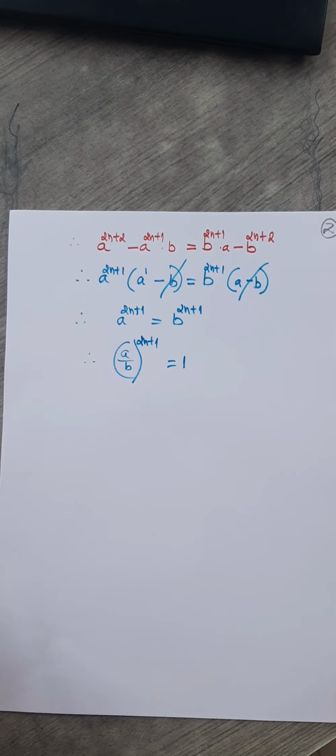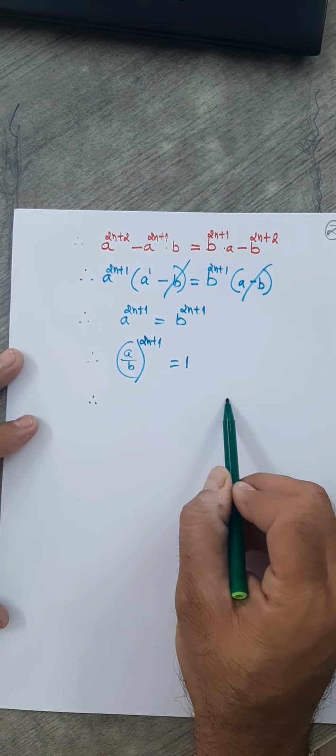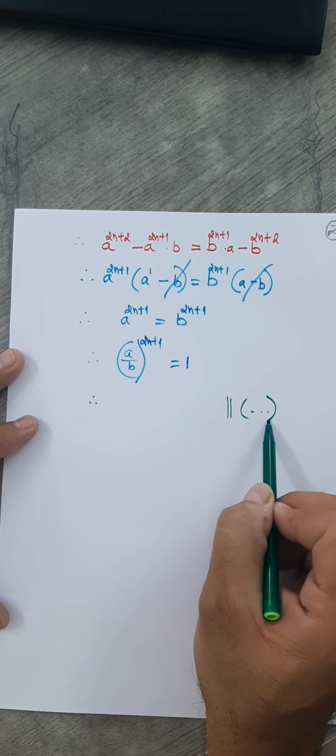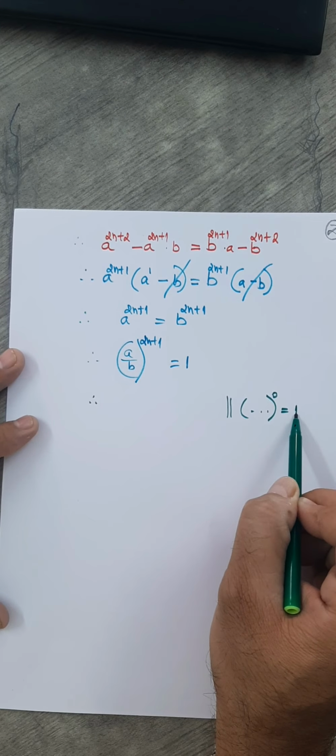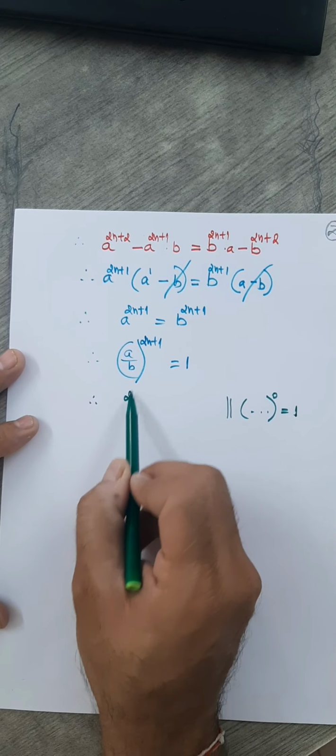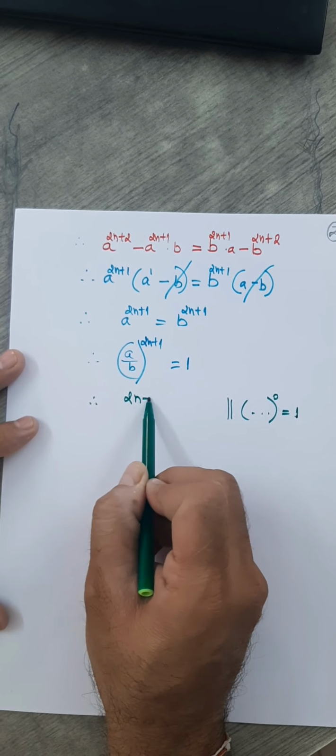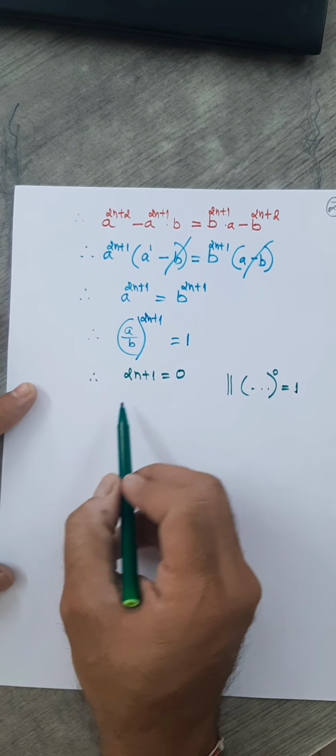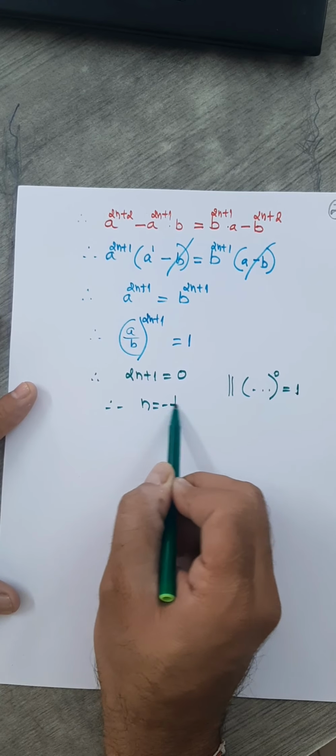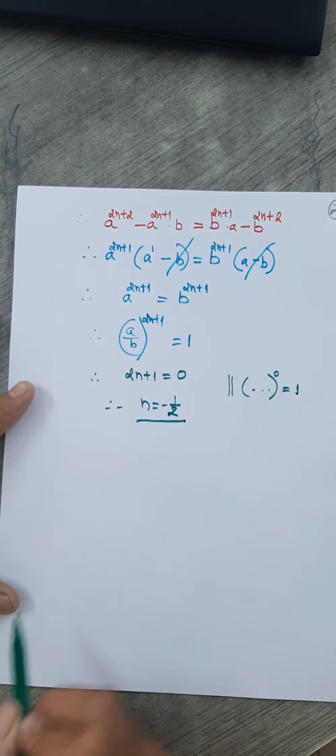And therefore now, you know, if you have some expression raised to a power and it equals 1, then the power has to be 0. Here you have 1, this is a power expression. So this must be 0. 2n plus 1 has to be 0. And therefore n equals minus 1 by 2.